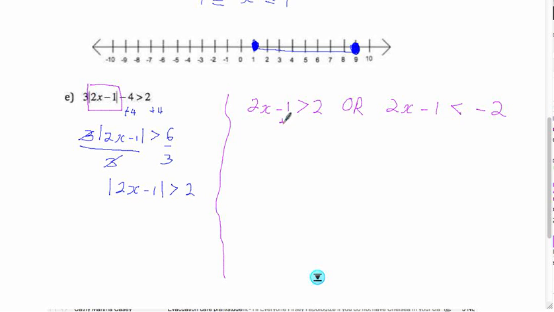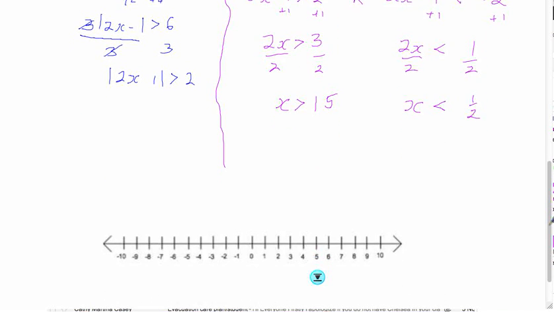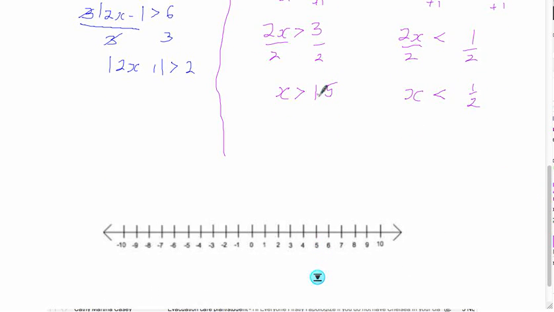Okay, so adding 1 to both sides, I have 2x greater than 3, and dividing both sides by 2, part of my solution is x greater than 3 over 2 or 1.5. Either way, you can leave it as a fraction if you prefer. Solving the other branch of the inequality, 2x less than minus 1, and once again dividing both sides by 2, x less than minus 1 over 2, and we are now going to go ahead and graph those.